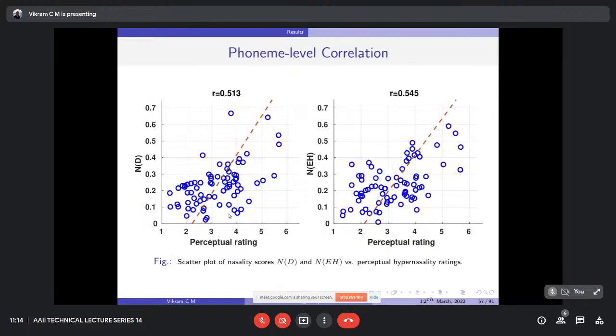Once we plotted the scores here, these are the perceptual ratings. Here we used a 7-point nasality rating scale, and the nasality score computed for the consonant D. When we plot these two, that means the perceptual rating and our objective measure, they are almost linearly correlated. Here also we noticed the same thing for the vowel E.